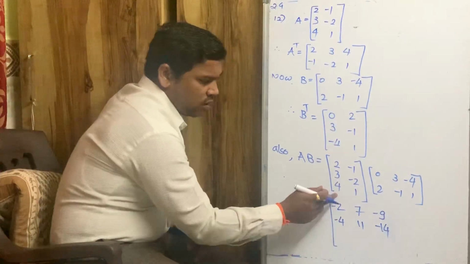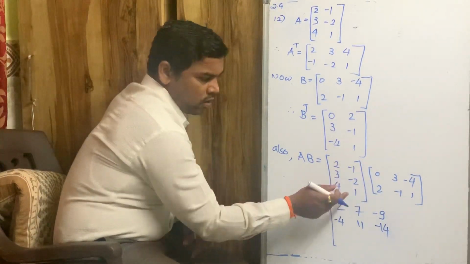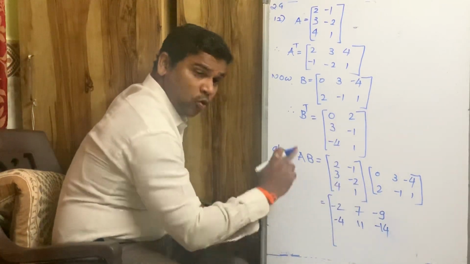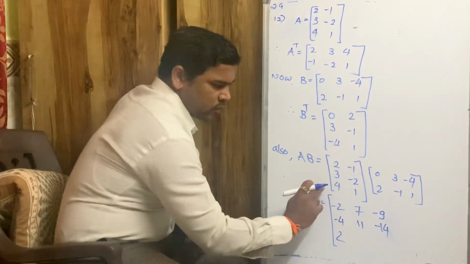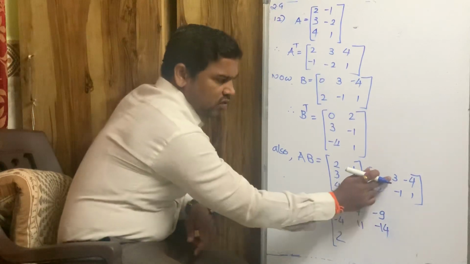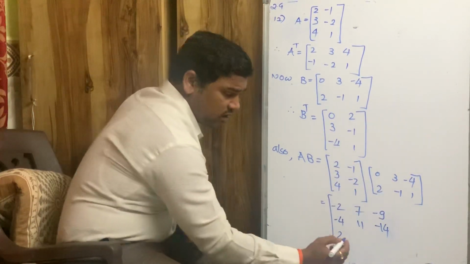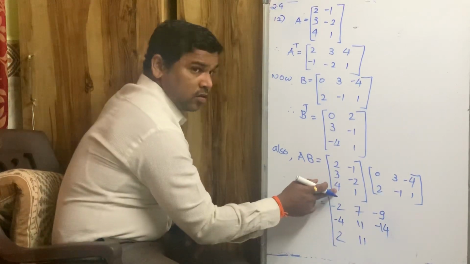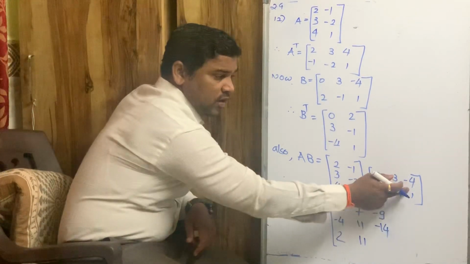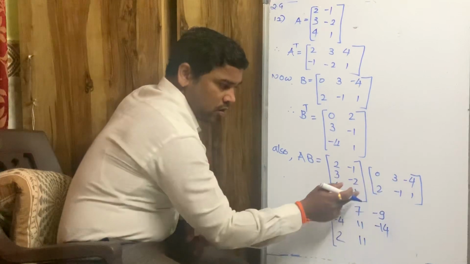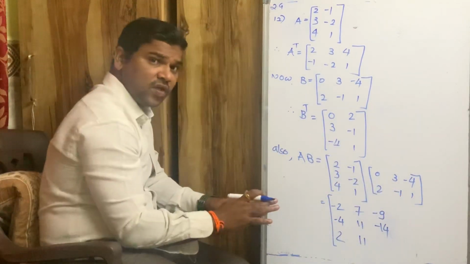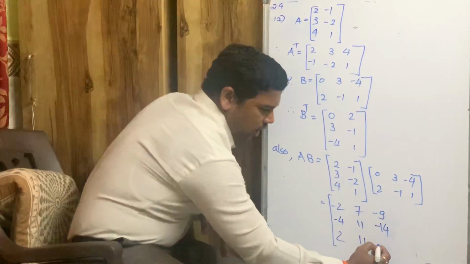Third row, first column: 4 into 0 is 0 plus 1 into 2 is 2, 0 plus 2, that is 2. Third row, second column: 4 3s are 12, 1 into minus 1 is minus 1, 12 minus 1 is 11. Third row, third column: 4 into minus 4 is minus 16, 1 into 1 is 1, minus 16 plus 1, that is minus 15.